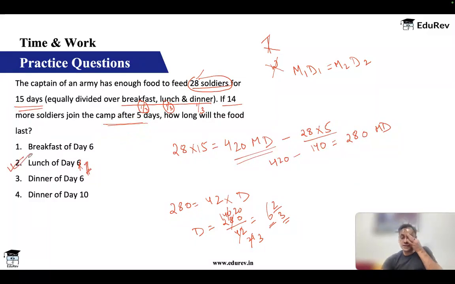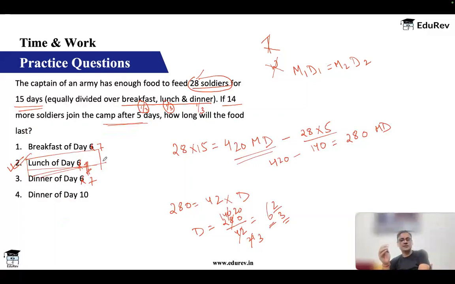Because 6 days are complete, and then on day 7, I can have my breakfast and I can have my lunch. In fact, all these choices were day 7. So the answer would be lunch of day 7. Food will last till lunch of day 7. So this looks like a very different question, but this again is the same man hours concept.